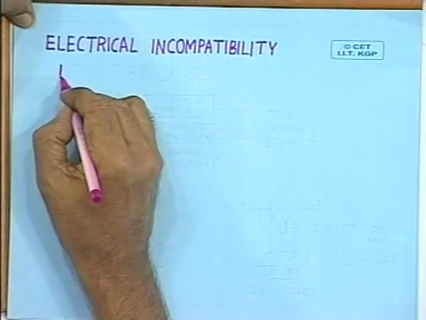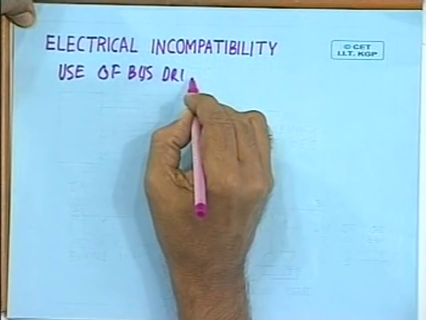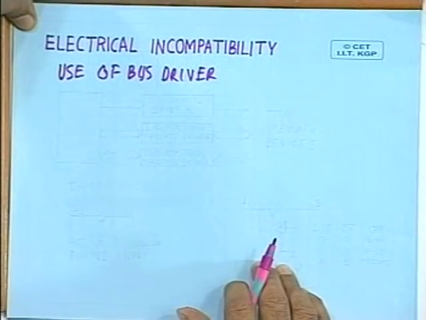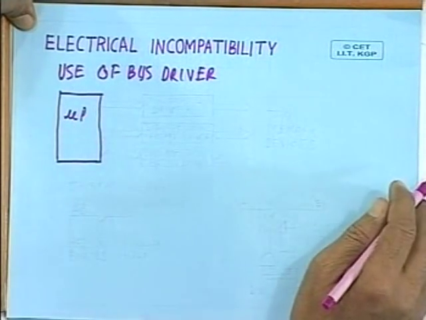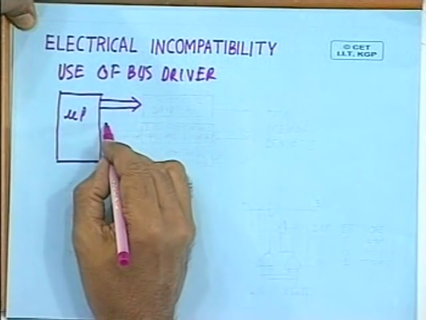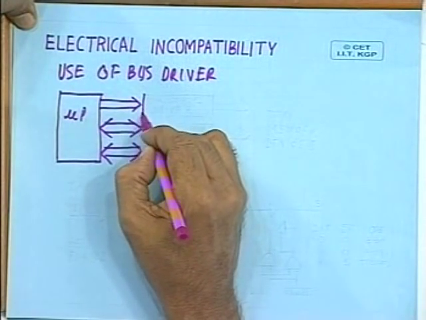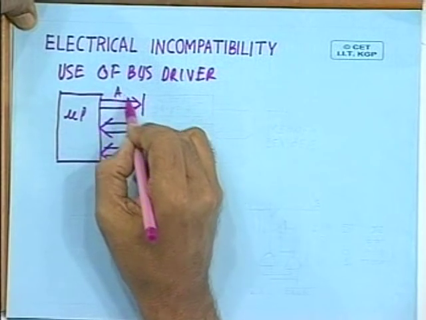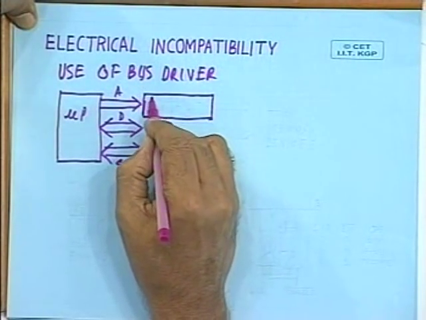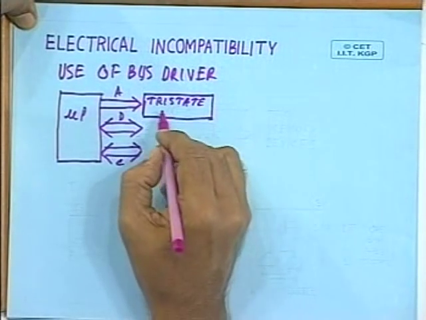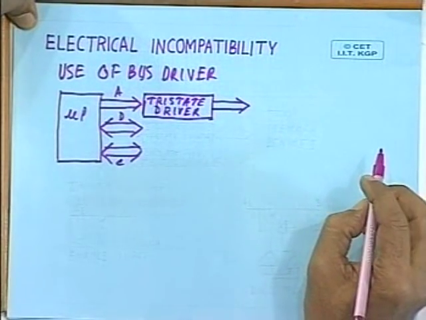This can be overcome by using bus drivers. What do you mean by bus driver? For example, this is your microprocessor or CPU, this is your address bus, this is your data bus, and these are the various control signals, the control bus. Instead of directly applying these lines, address, data, and control, you apply them through some bus driver. So this is your tri-state bus driver, and then this is applied to the memory and IO devices.